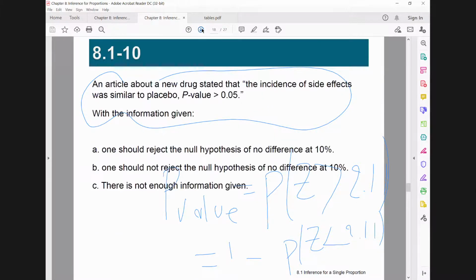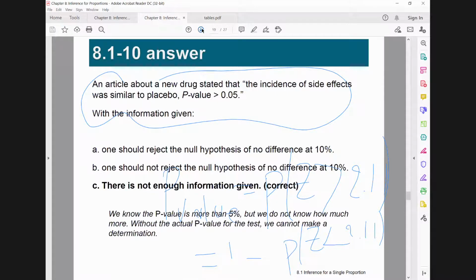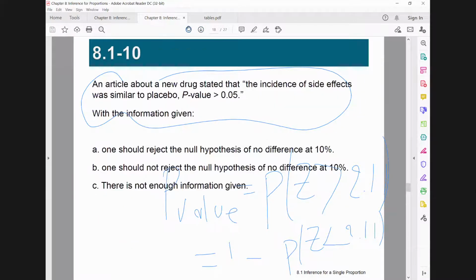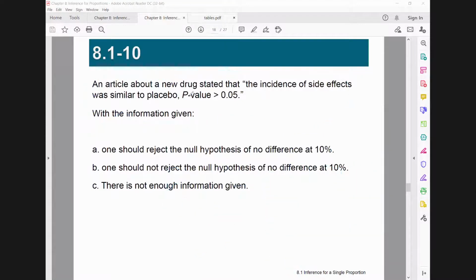We're almost done, let's finish with this question. Okay, there is one last question, which is this one. Here we know the p-value is more than 0.05. Once we know the p-value is more than 0.05, what can we conclude?